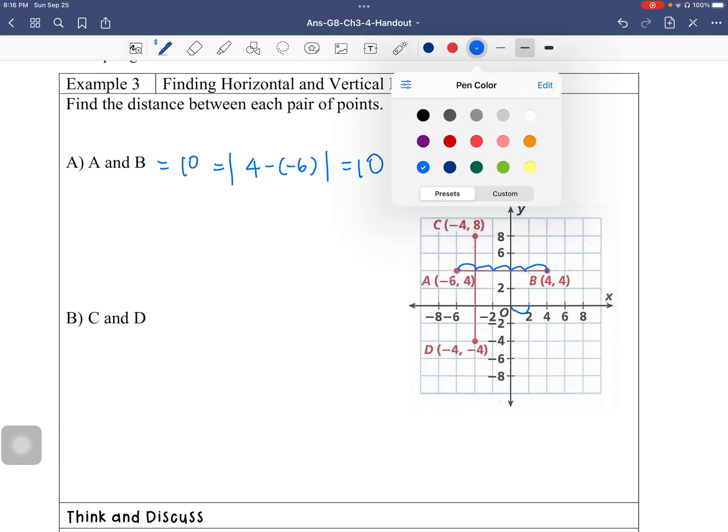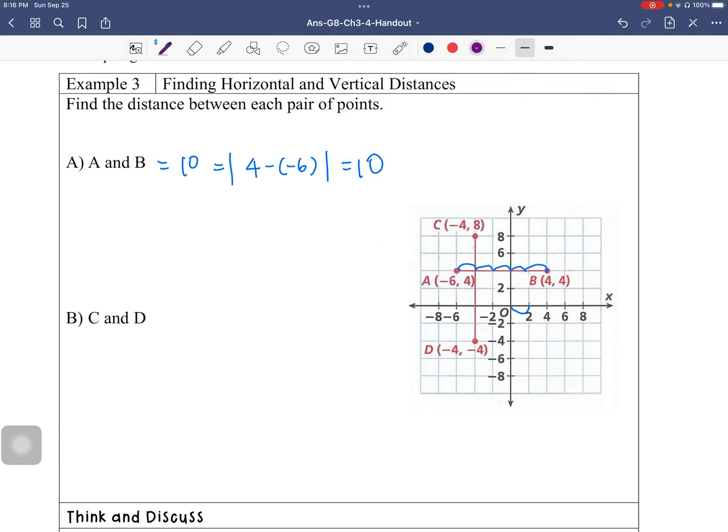Okay, and then for C and D, I get the vertical distance. For C and D, the vertical distance is 2, 4, 6, 8, 10, 12. So this is 12. And then you will get 8 minus -4. So this is 12.